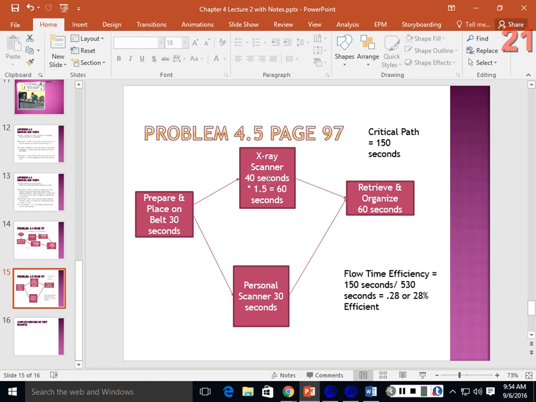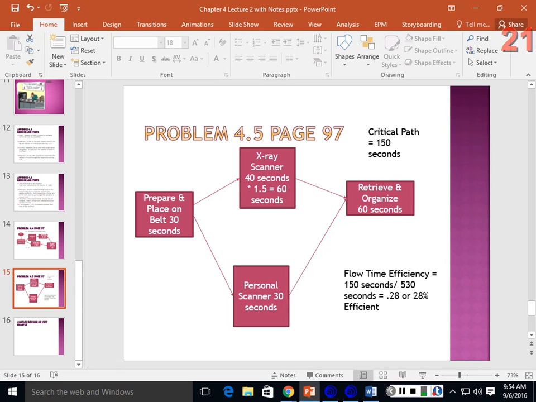Okay, so I've got my 40-second time. And the average passenger utilizes 1.5 trays. Okay, so we would think of that in the same way that we would think of almost like rework, right? It's not 1 for 1, it's not 1 passenger, but it's 1.5 trays for every passenger. Okay, and so we would take our 40 seconds and multiply it by the 1.5 to get the average flow time for that step of 60 seconds.